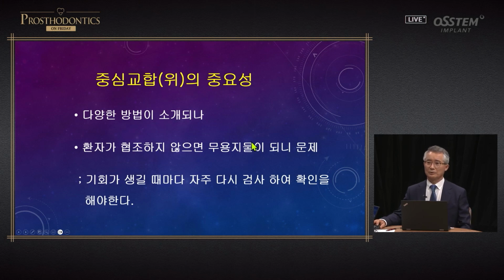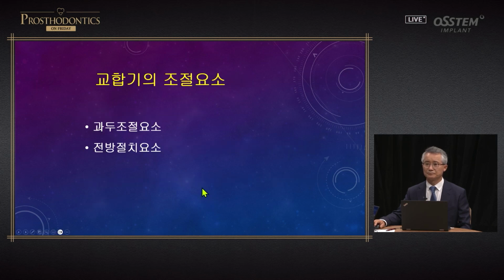The importance of centric occlusion. This is very important. If the patient does not cooperate, this will be a problem and you need to check as frequently as possible. You need to check at try-in. If it's wrong, you need to explain to the patient and do it again. I think forming such relations with the patient is important.